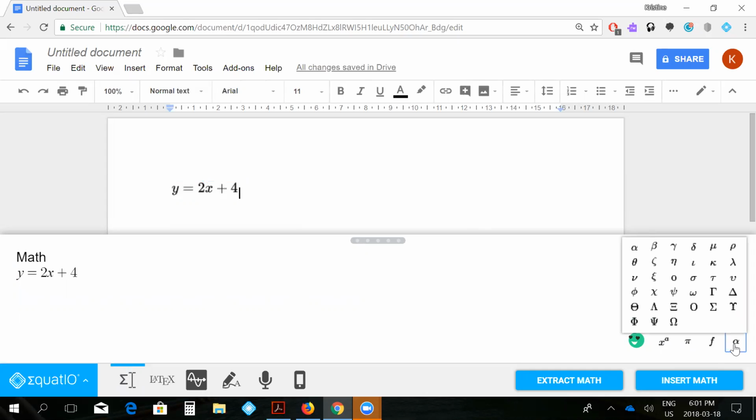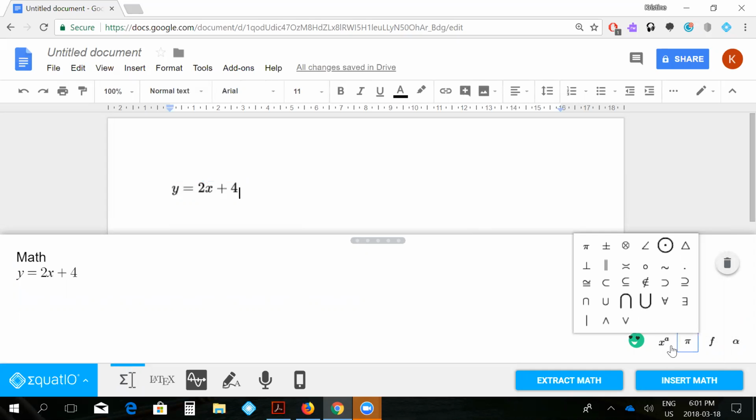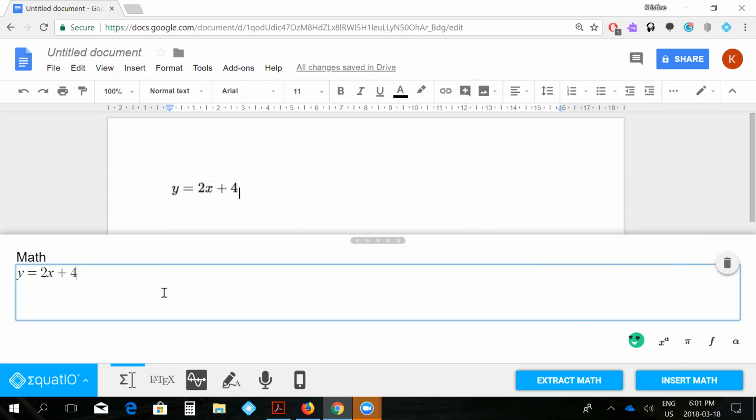So these are for Greek alphabets. This is for functions, quadratic formula, other things. For other symbols, pi, and then this for exponents and degrees and all other operations. But you can also use the prediction.